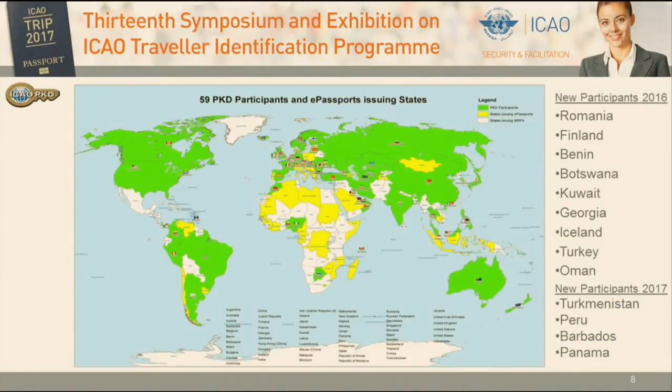Today, we are 59 participants. We just had a new participant a few days ago, and it's Panama who newly joined the PKD. And as you can see on the map, there are still some states that are issuing e-passports that are not part of the PKD. However, what is important to note while we are working on making these states join, 80% of the e-passports in circulation are issued by PKD participant states. And that, I believe, was mentioned earlier in the introductory remarks of Dr. Fang Liu, our Secretary General. So this is not negligible. 80% of the e-passports that could go through your border can be validated with certificates found in the PKD.